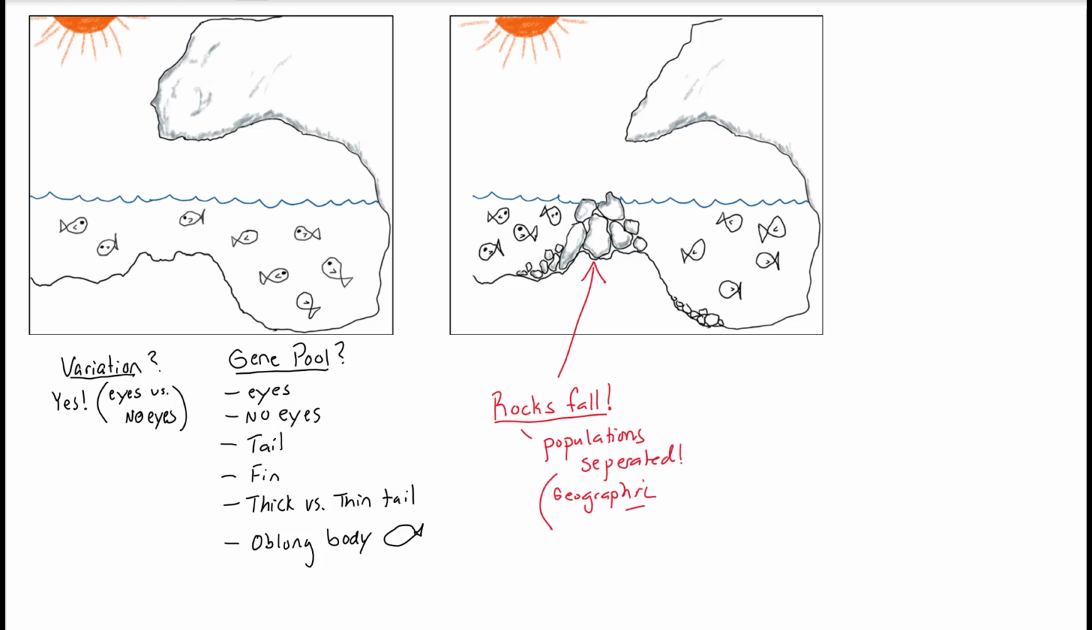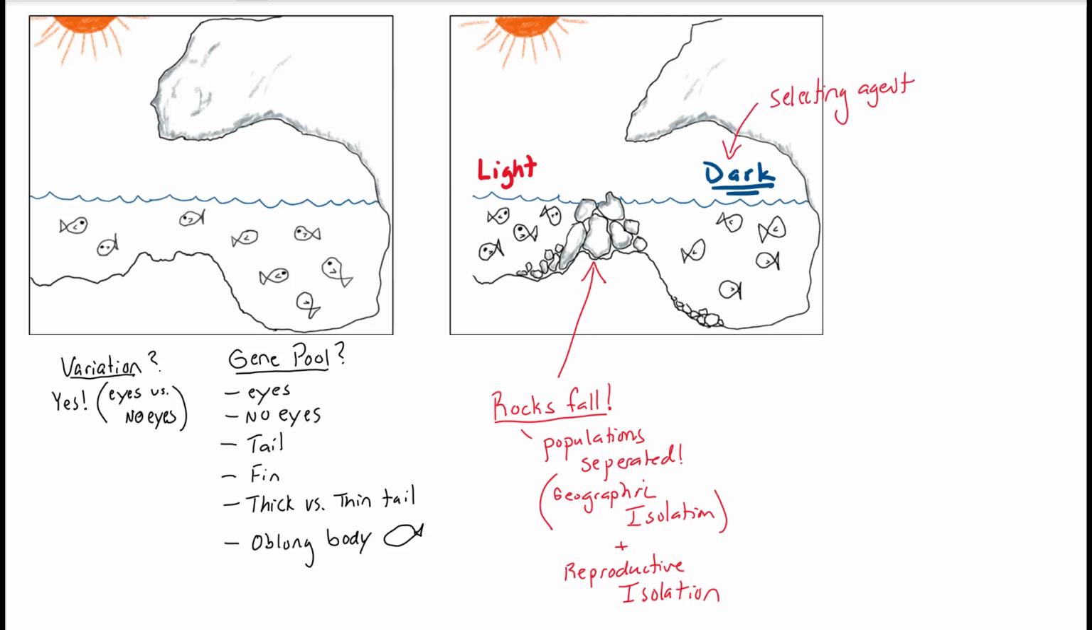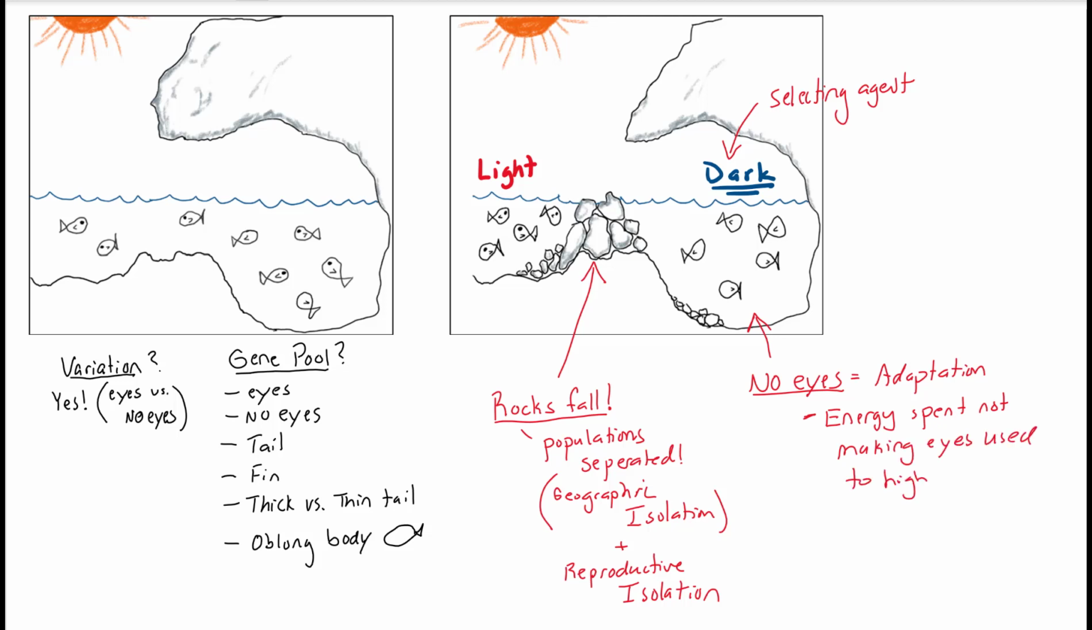Rocks fell. Populations separated geographically and reproductively. They cannot get to each other to swap genes. The environments are also different. In the cave it is dark, out of the cave it is light. So there are different selecting agents or selective pressures. The darkness will select for no eyes, because if you have no eyes in a dark environment, that's an adaptation. That's a positive trait, because all the energy that's not going to be spent on making eyes could be used to heighten your other senses.